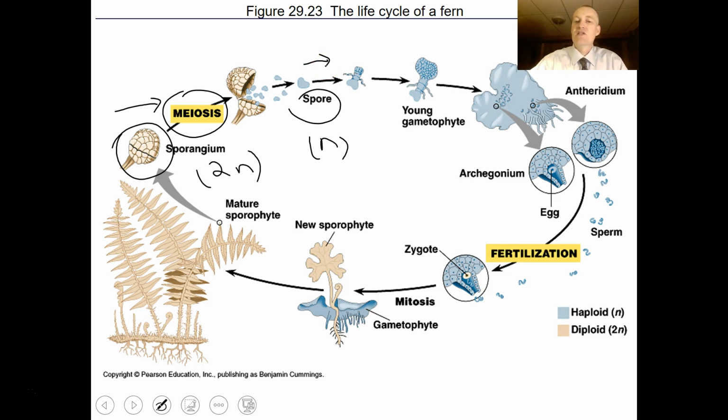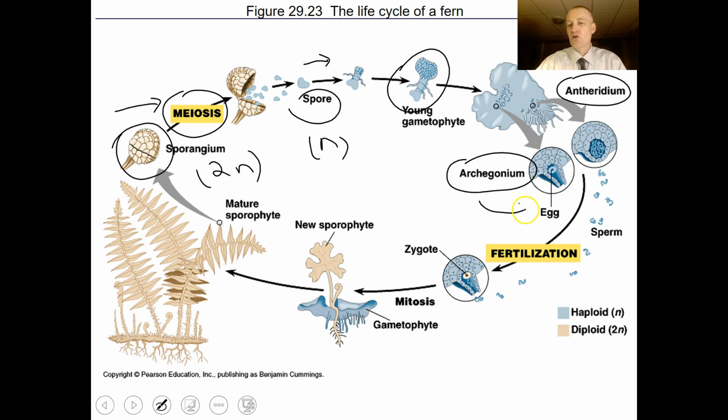This gametophyte is going to grow and grow, and eventually it will have antheridium, the male part, and archegonium, the female part. The archegonium produces the eggs, the antheridium produces the sperm. Sperm are still motile, they have to swim to the egg. Okay, so we have to have water for this to happen. Fertilization will eventually happen, and a zygote will form once the sperm cells and egg cells unite.